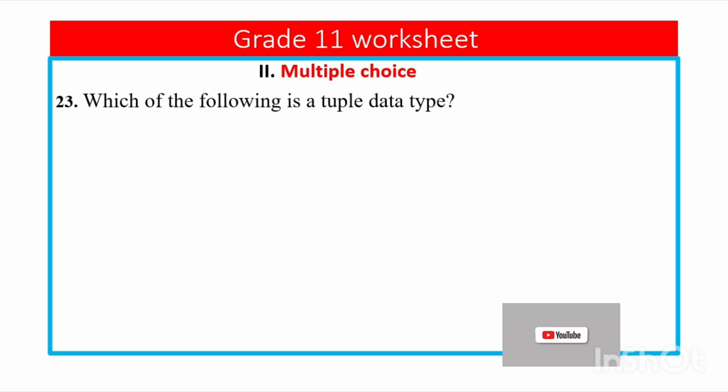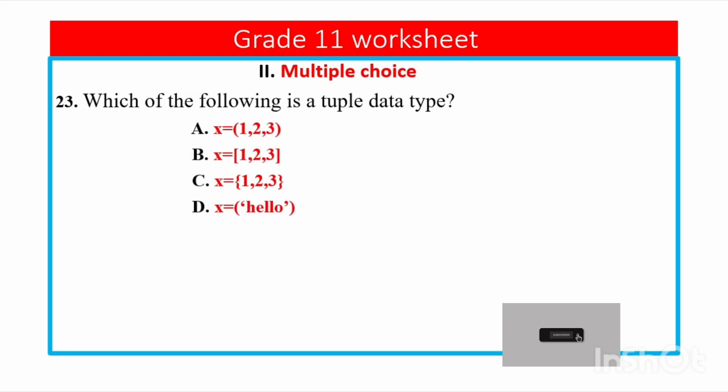Question 23. Which of the following is a tuple data type? A. x = (1, 2, 3). B. x = [1, 2, 3]. C. x = {1, 2, 3}. D. 'hello'.